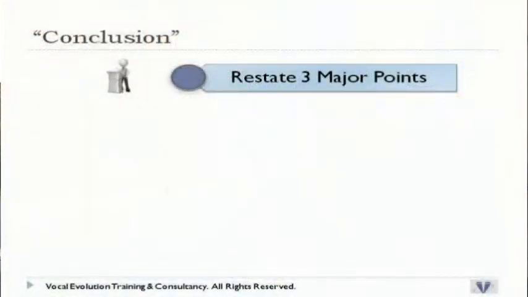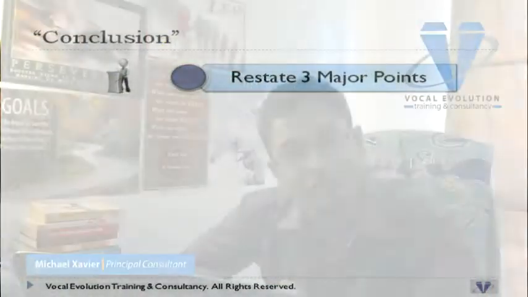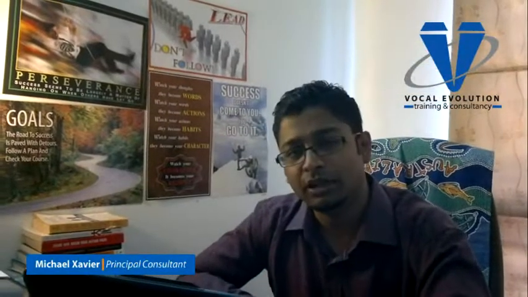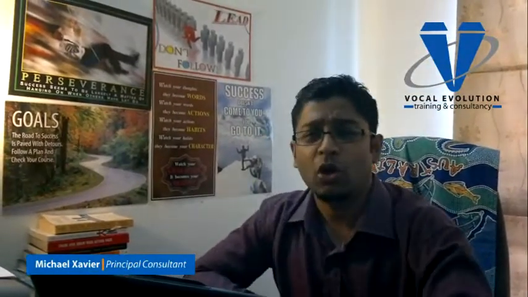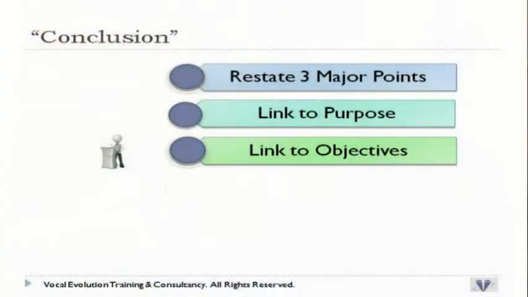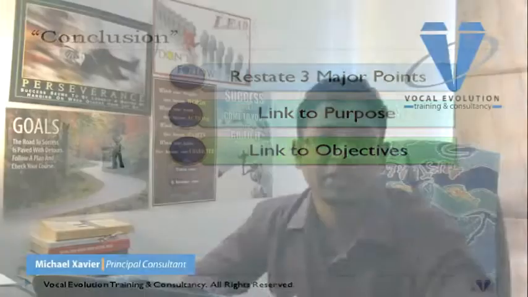Alright, so I'd like to recap the 4 points I just shared with you. Number one, in conclusion, you got to restate your 3 major points to help your audience remember what you talked about in your presentation. Number two, you got to link back to the purpose. What is your role as a presenter in this presentation? What do you hope to achieve by doing this presentation? Number three, what do you want your audience to be able to take away, or to be able to understand, or be able to do? And that is the linking back to the objectives of the presentation.